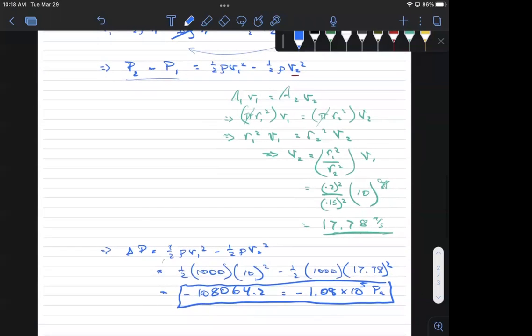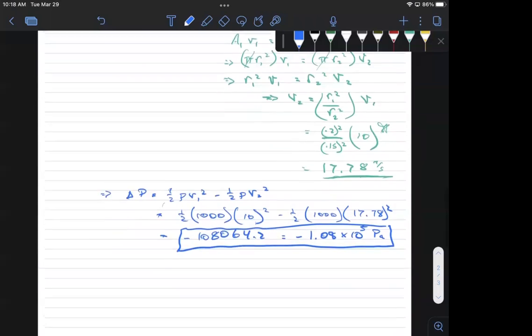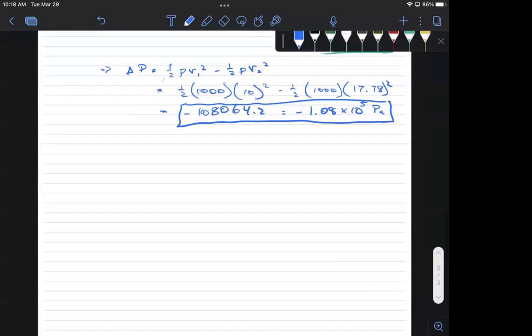And I go back to Bernoulli and say, now I know V2. I have all the answers I need to plug into this equation. So I now have Bernoulli, plug in all the numbers, use your calculator, and you get an answer. The answer can either be in scientific notation or not, depending on how you want to write it. But there you go. So are there any questions about this example?